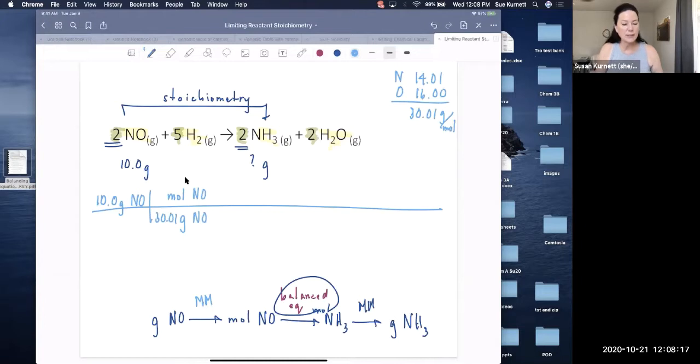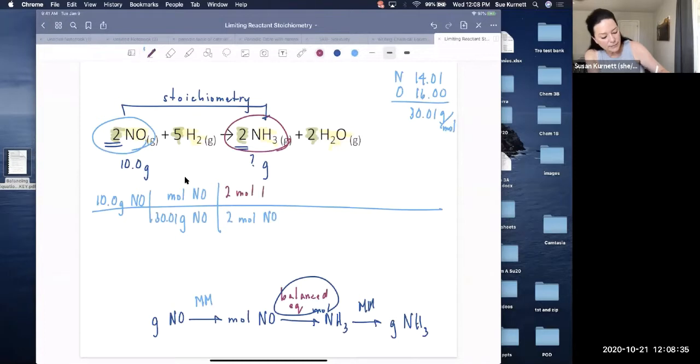I'm going to use complete units, which means I'm going to say grams nitrogen monoxide per mole nitrogen monoxide. Why am I doing that? Because in a minute, I'm going to say for every 2 moles of nitrogen monoxide, 2 moles of ammonia are produced. So the stoichiometry step is where I'm crossing over from one kind of moles of one kind of thing, to moles of a different kind of thing. And then I need to figure out the molar mass for ammonia. Oh, there's 3 of those.